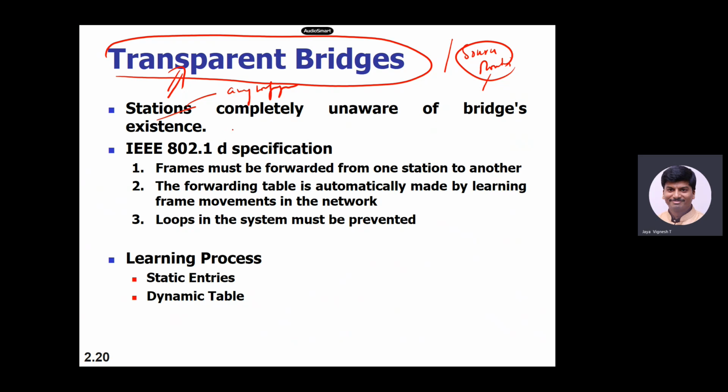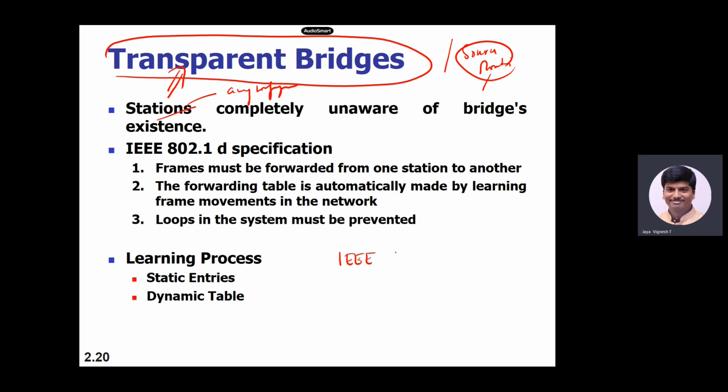So there's a lot of work the end station has to do. But here in transparent bridges, the stations are completely unaware of the existence of the bridge itself. That's why it's called transparent bridges. But whatever it is, if you look at the operation of the bridge, the IEEE standard has basically specified certain guidelines that the bridge needs to comply with.